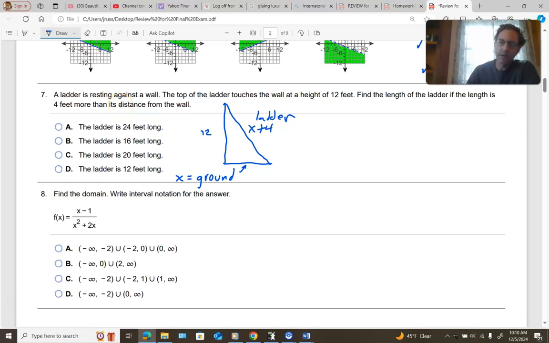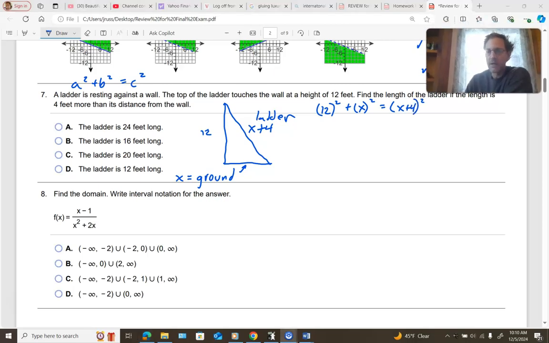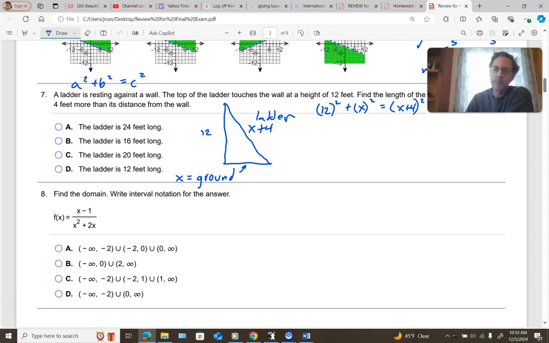And so the Pythagorean theorem is a squared plus b squared equals c squared, and a and b represent the legs, and c represents the hypotenuse. So my legs are 12 and x, and the hypotenuse is x plus 4. If I plug these in, I'll have 12 squared plus x squared equals that hypotenuse, which is a binomial squared. Now, guys, to square this stuff, well, 12 squared is 144.